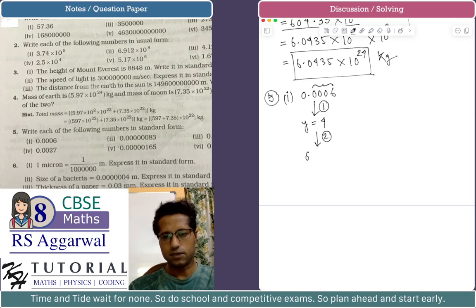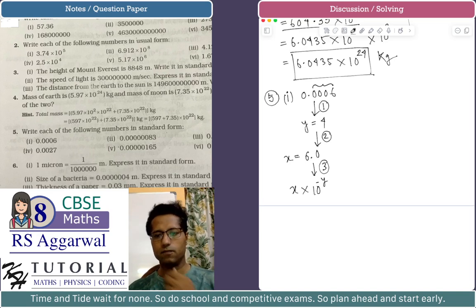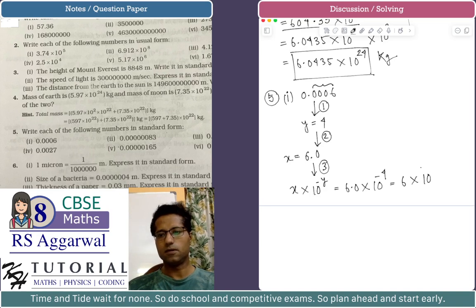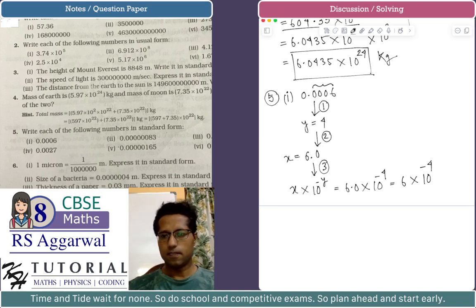So it becomes 6.0. We can say x is 6.0. And then the final step is the standard form will be x multiplied by 10 to the power minus y. Please do not make a mistake. It is 10 to the power minus y, not 10 to the power y. So this is 6.0 multiplied by 10 to the power minus 4. We can also write it as 6 multiplied by 10 to the power minus 4. So this is the number in standard form of the given very small number.